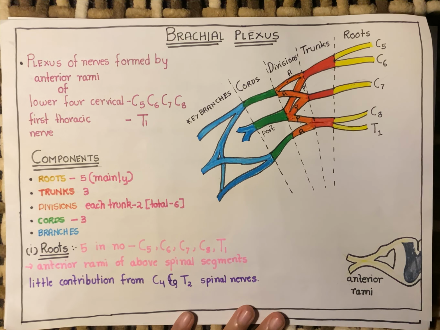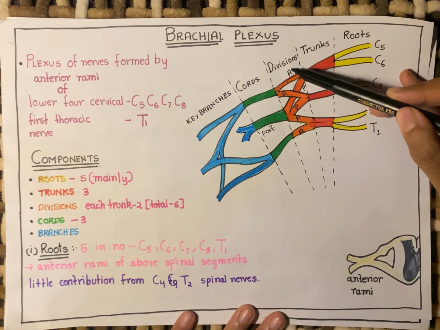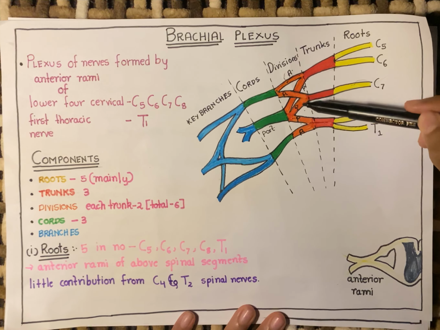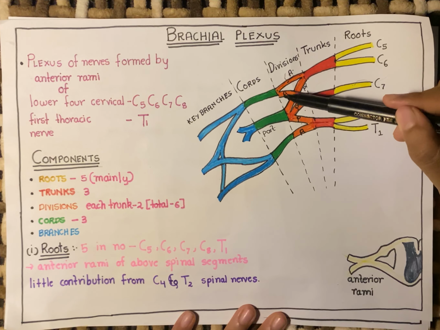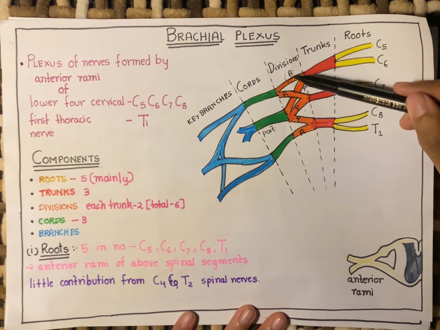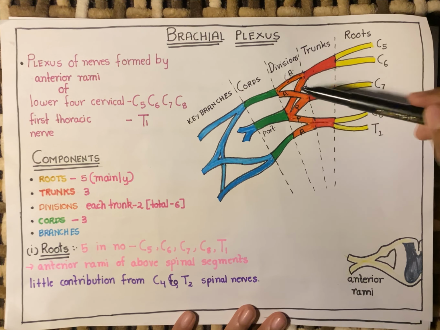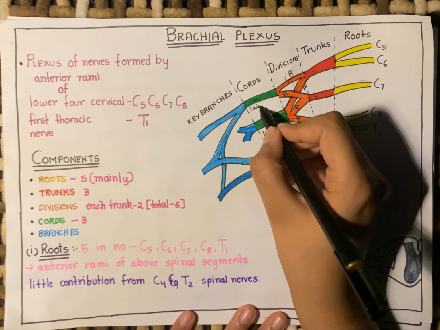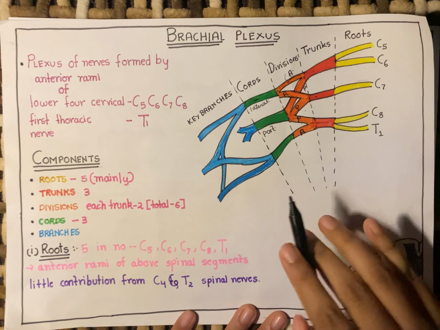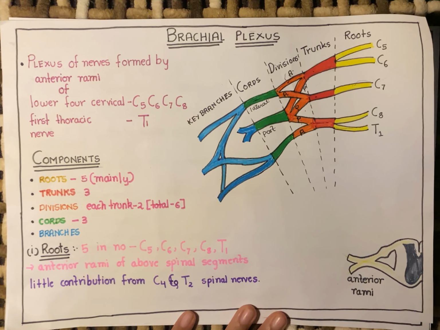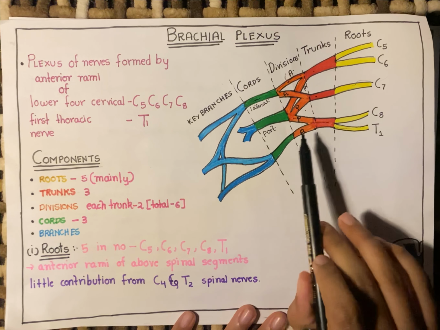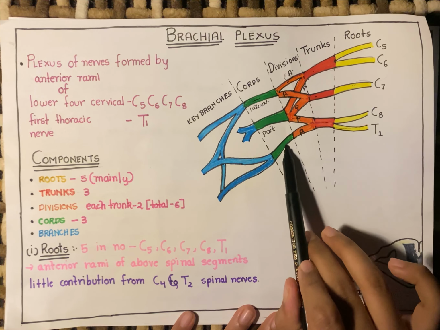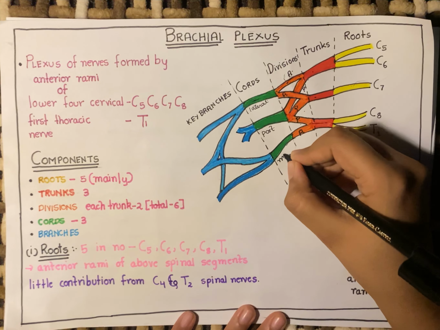Moving on to the anterior divisions. The anterior division of the upper trunk and the anterior division arising from the middle trunk, both of these anterior divisions fuse to form a cord which is known as the lateral cord. And what is left now? The only division which is left is the anterior division of the lower trunk. The anterior division of the lower trunk continues as the medial cord.